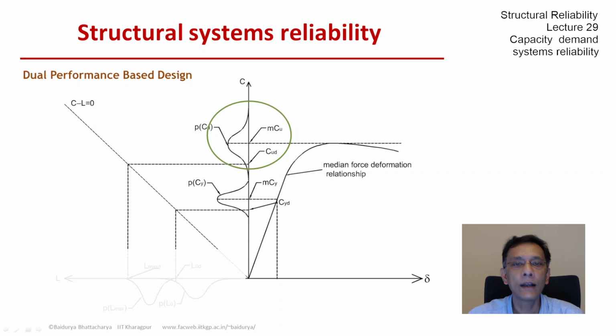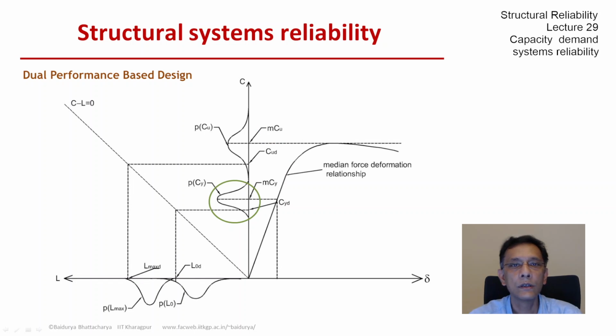We could also define the ultimate capacity from this force-deformation type relationship, and that's what you see on the top, marked in the green circle now. And likewise, as with yield, we can define the density function of Cu, the median ultimate capacity MCu, the design ultimate capacity, and so on. Now, with that in mind, let us look at the left side of the figure.